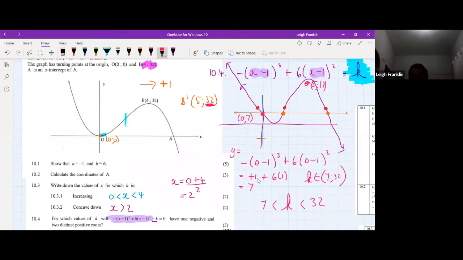So if the line is above that point, there's now going to be a negative root and 2 positive roots. Okay, so once I lift it up, can you see I've got a negative root and 2 positive roots? So between that y value at the y-intercept and the y value at the turning point, the straight line will cut the cubic function in 3 places, 1 of them negative, and 2 places where x is positive. Okay.